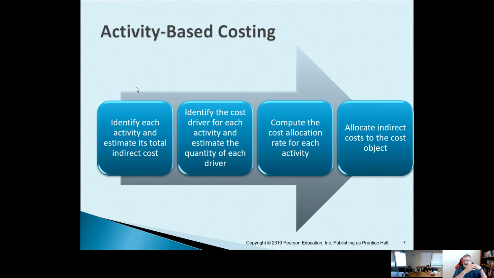So we've identified the activity. Let's talk about a specific activity right now: the activity of material handling. So we've identified an activity. Now we have to estimate how many times we think somebody's going to handle that material. If material handling is measured by the number of parts, how many parts is he going to handle during a given period of time?